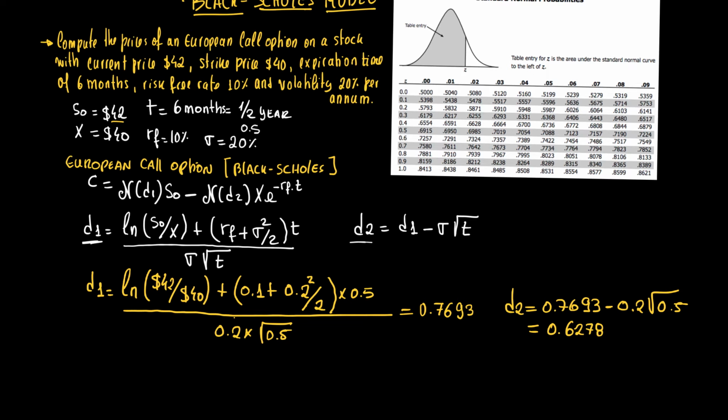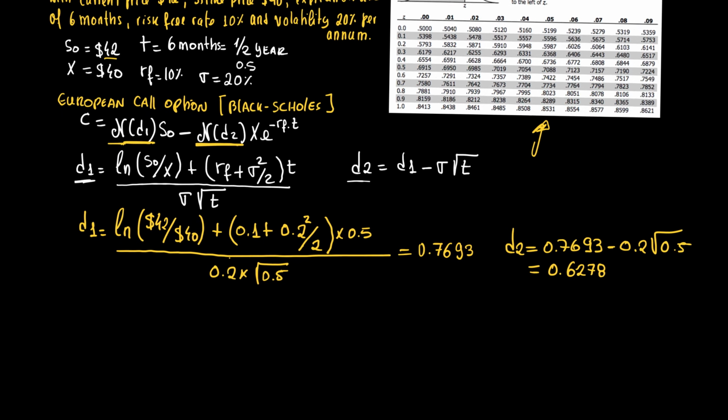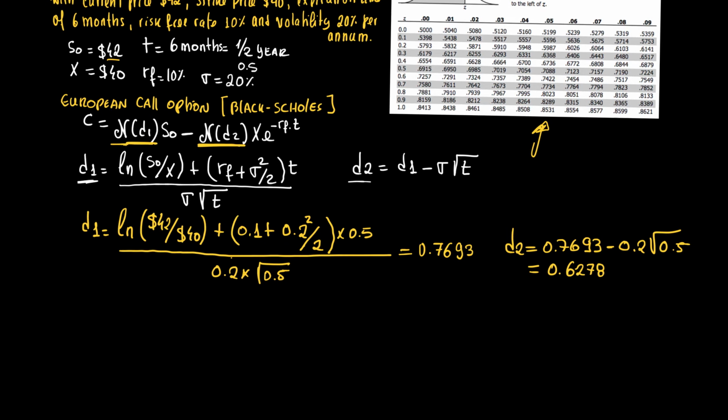Now we need to find the values of N of D1 and N of D2. N of D1 and N of D2 are the probability distribution values of these two numbers. In order to do that, we will need the help of this probability table. If such an exercise appears, we would give you this table to compute the normal distributions associated with D1 and D2. So how does this work?